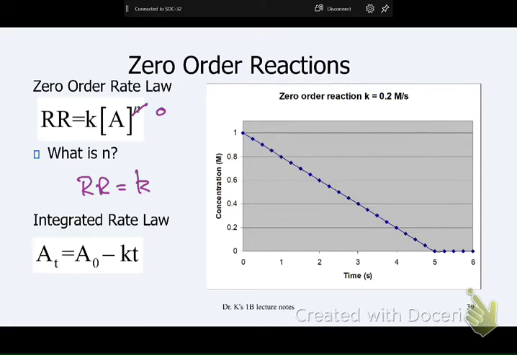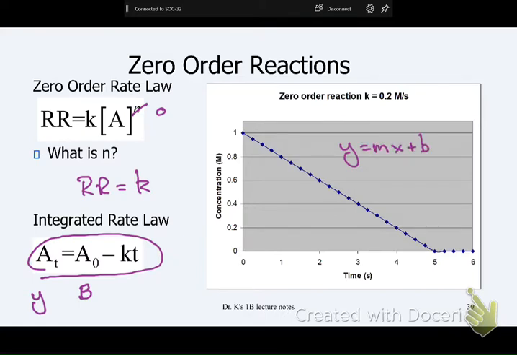All right, next. The integrated rate law for a zero order reaction looks like this. Y is the concentration, right, because you know y is equal to mx plus b. And that's true for this portion from here to here. When it gets to 0 and it flattens out, that's not y equals mx plus b anymore, because it changes the slope.